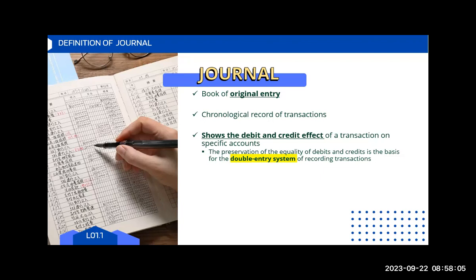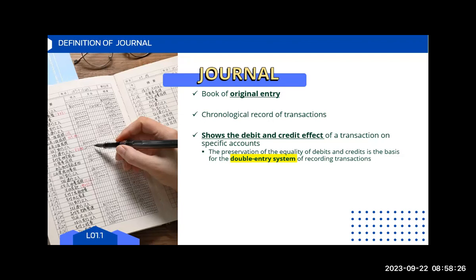So ang tawag sa journal, so this is more of a theory question, is it's called the book of original entry. Meaning, magjo-journal ka lang because may nangyari. So day 1, nag-invest ako ng pera. Day 2, umupa ako sa Tomas Morato. So it's a chronological record of transactions. So literally, day 1, day 2.